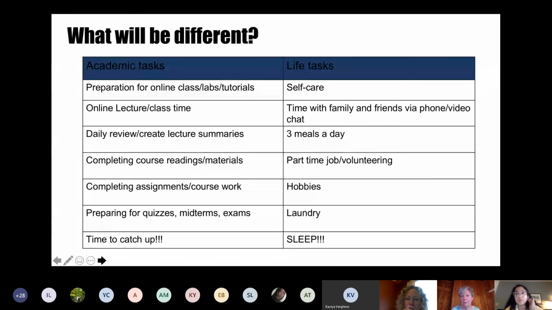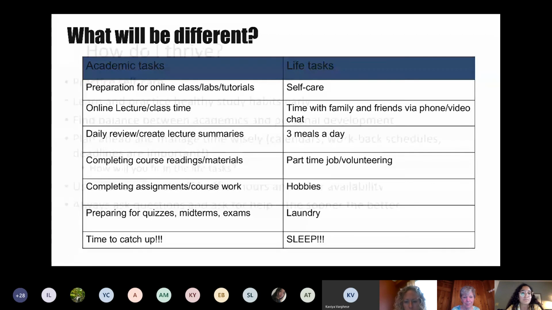So for example, we have to remember to practice self-care, chatting with your family and friends via phone or video. Don't forget three meals a day. And if anyone has any part-time jobs or volunteering, balancing those out. Hobbies as well. Don't forget your laundry and, of course, sleeping.